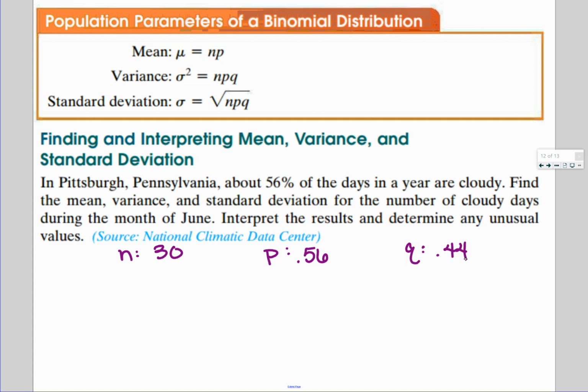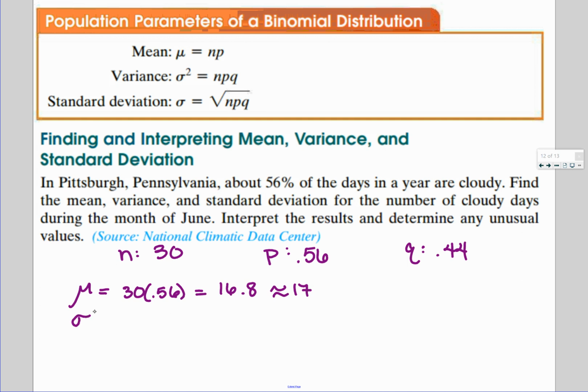Probability of a cloudy day is 0.56. Probability of not being cloudy, so probably sunny, 0.44. All right, so our mean is n times p, 30 times 0.56. 16.8. So that's something we would probably round because we're talking about number of days here. So it really doesn't make sense to have 16.8 days where it's cloudy. So you could say approximately 17 days will be cloudy.